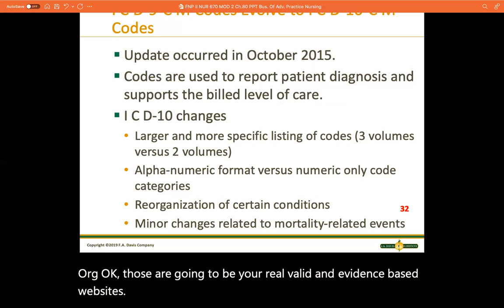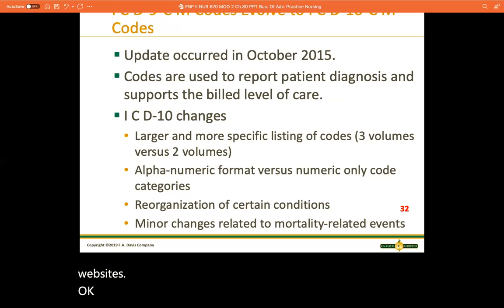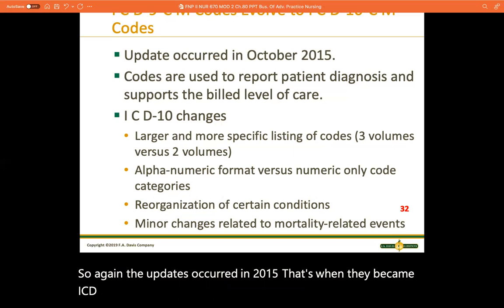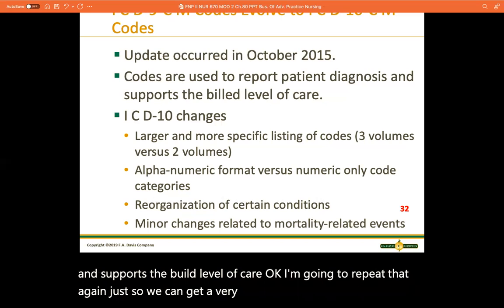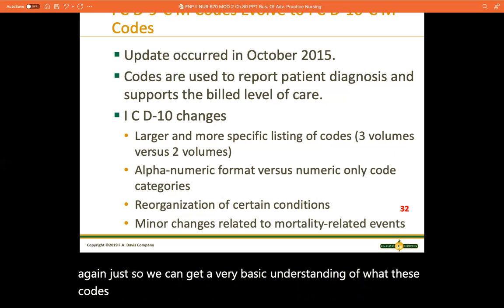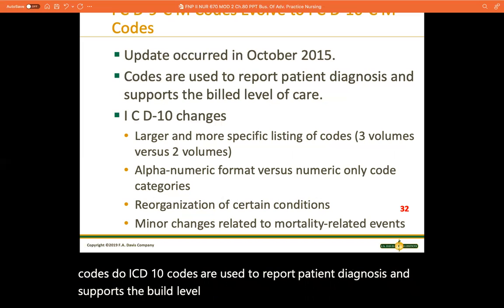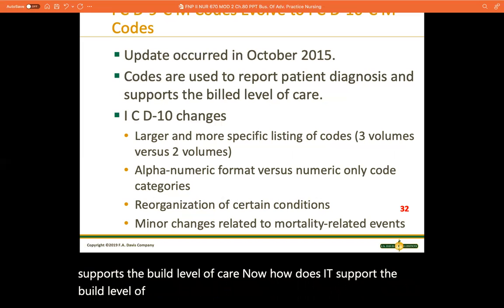Again, the updates occurred in 2015. That's when they became ICD-10 codes, and the codes are used to report patient diagnosis and support the billed level of care. I'll repeat that so we have a basic understanding of what these codes do: ICD-10 codes are used to report patient diagnosis and support the billed level of care. How does it support the billed level of care? Based on your documentation that supports the code.